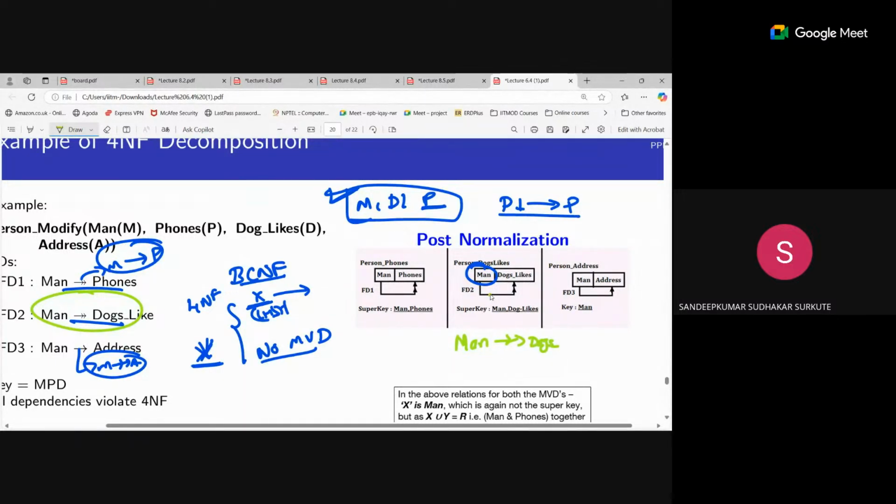See, either of the two conditions has to be satisfied, right? If there is an MVD present, then that MVD has to be trivial. MVD is not present here, because we don't have the third attribute. So forget about the triviality or non-triviality of the MVD. Now coming to the second thing, where man should be a super key.